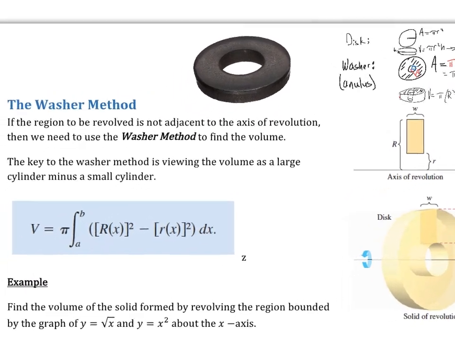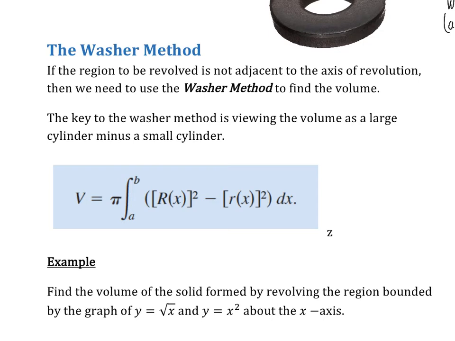We're going to find the volume of all these disks, and we're going to have big R squared minus little r squared, but these are functions, because remember, this is going to change, as we'll see. So the outside radius minus the inside radius squared dx from a to b times pi. So that's what's coming, and that should look like an annulus now after that little discussion.